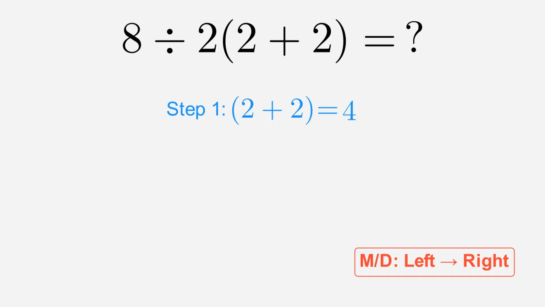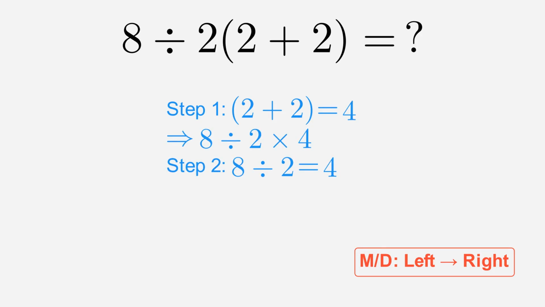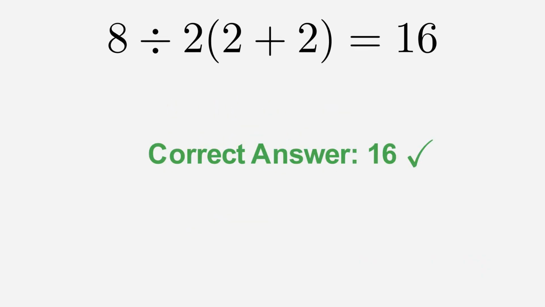The right way: 2 plus 2 equals 4. 8 divided by 2 equals 4. 4 times 4 equals 16. The answer is 16, not 1. The people saying 1 are treating implied multiplication like it has priority. It doesn't. This problem has millions of comments arguing both sides.